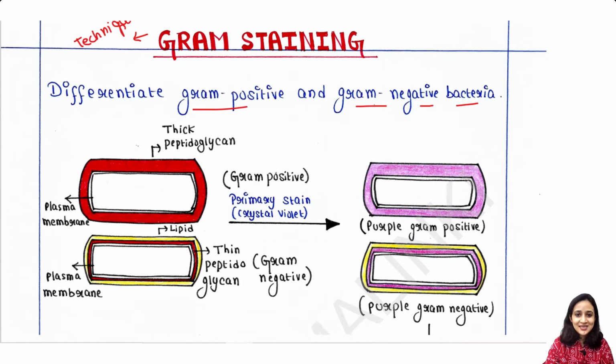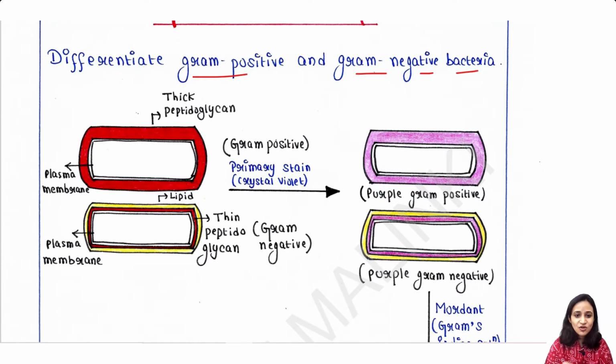To understand that, first we need to understand the structure of gram positive bacteria and gram negative bacteria. So this is the gram positive bacteria. This bacteria has a very thick peptidoglycan layer in the cell wall, because we know that the bacterial cell wall is made up of peptidoglycan layer. This red part I have represented here as the thick peptidoglycan cell wall, and this is the plasma membrane that is present beneath the cell wall.